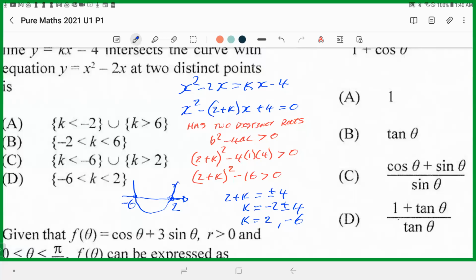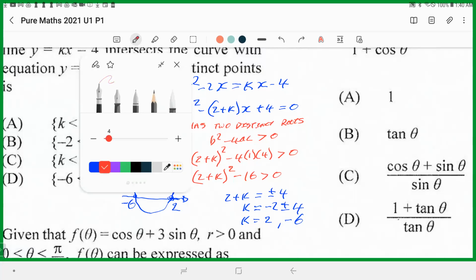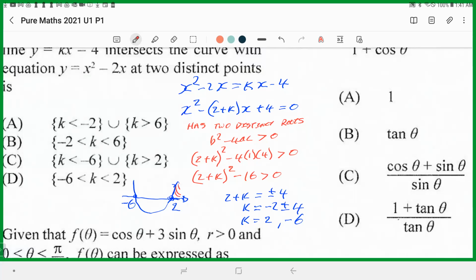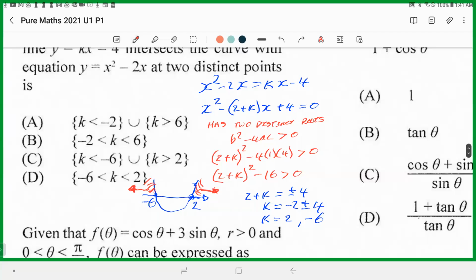And then now the inequality is above the x-axis. That means that I want up here, and up here, which are to the right of 2 and to the left of negative 6. So I want the right of 2 and the left of negative 6. To the left of negative 6 and the right of 2. So my answer is C.